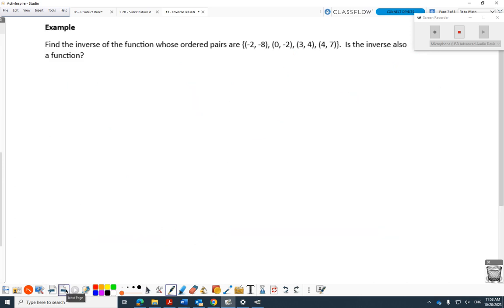I'm not going to take the time to over-explain this. If they just give you points, you only need one step in this whole procedure. Exchange x and y. So if this is the function f at x, here's f inverse of x.